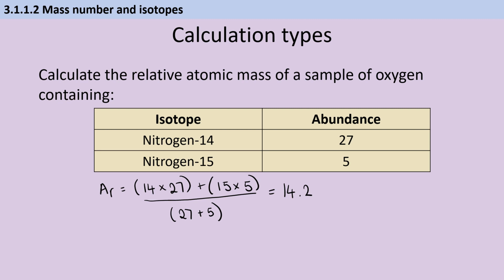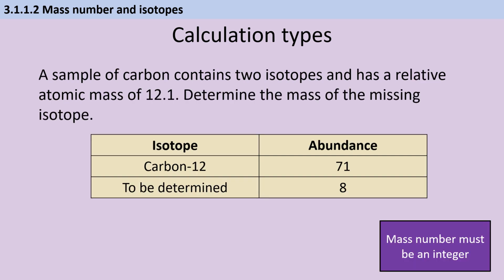So again, I can do a common sense check. Yes, this answer is between 14 and 15. And yes, it's closer to the more abundant isotope. Then our third possibility is where, rather than being given the isotopes and the abundances, we're given the relative atomic mass and asked to work out backwards from there.